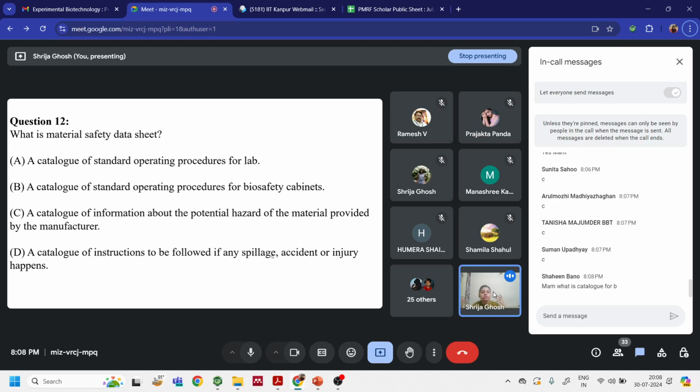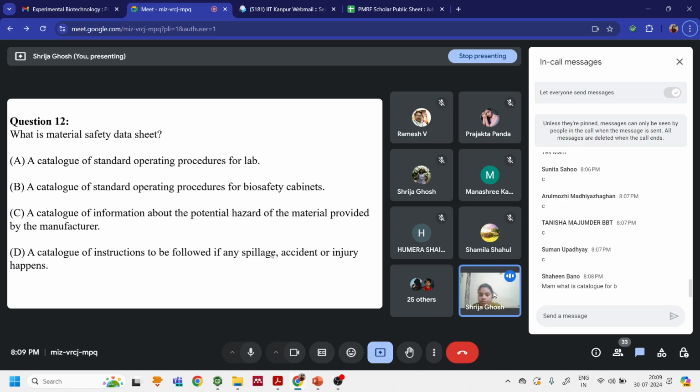That is why we need a sheet, a piece of information that can tell us that this material is toxic, this material should not be ingested, what we should do in case it comes in contact with our eye, what we should do in case we ingest it. Such information is given in this piece of information, which is called MSDS or material safety data sheet. Shaheen is asking, ma'am, what is catalog for B?